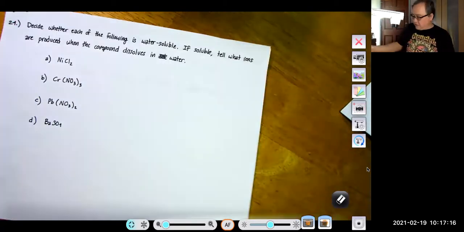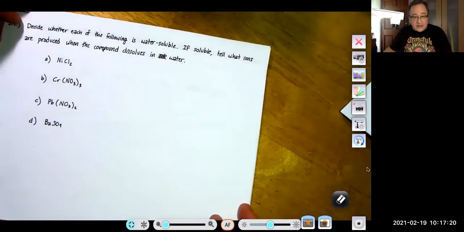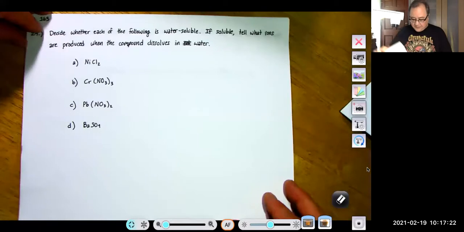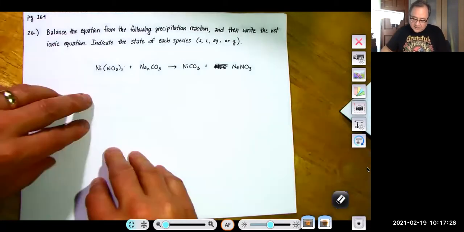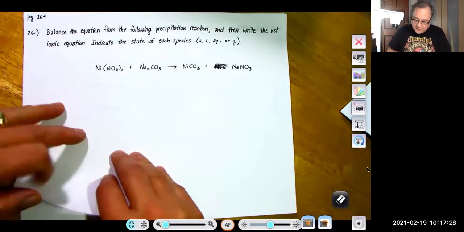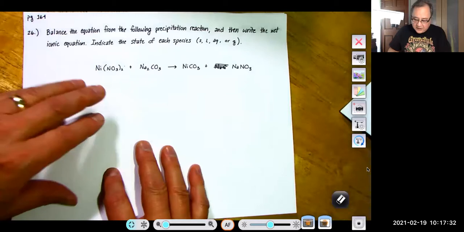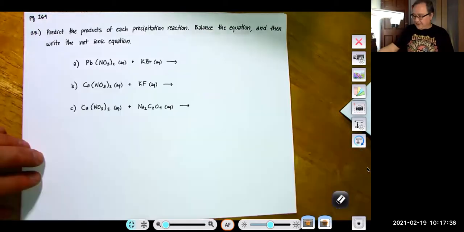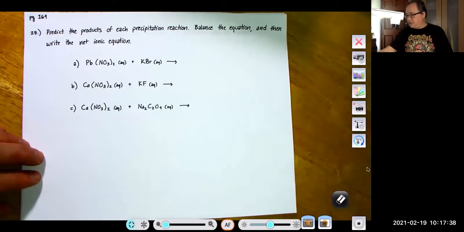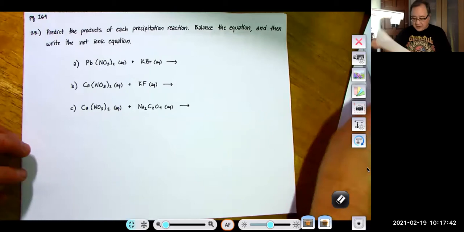So 24, we decided which of these were soluble based on the solubility guidelines. And here we had done 26, where we actually balanced this reaction, I believe, and came up with the correct S, L, AQ, and gas. And now we're going to take a look at these. So with these, we're looking at predict the products of each precipitation reaction.